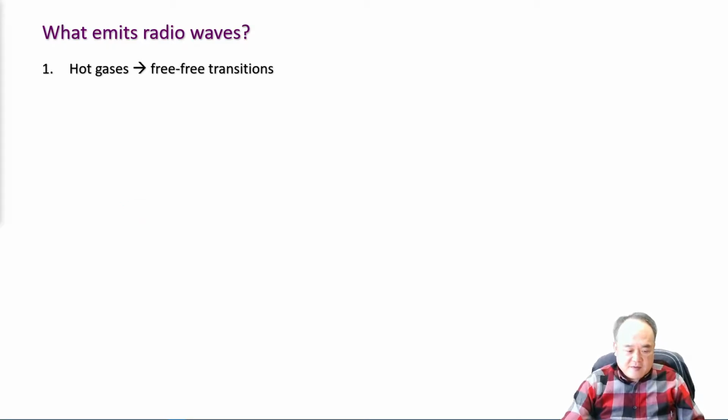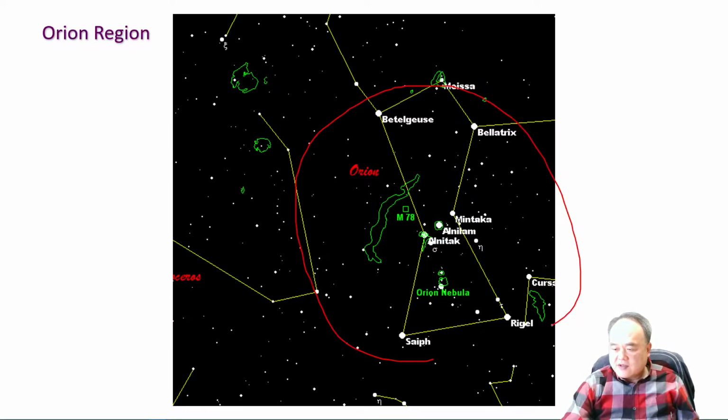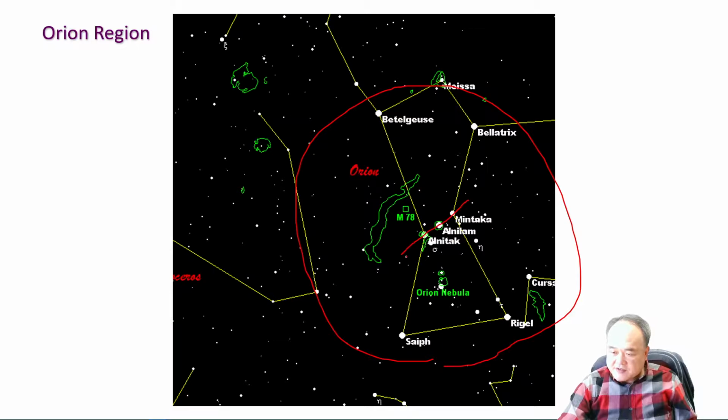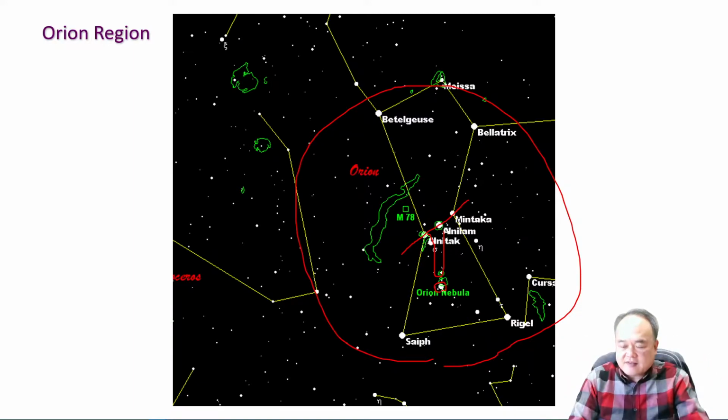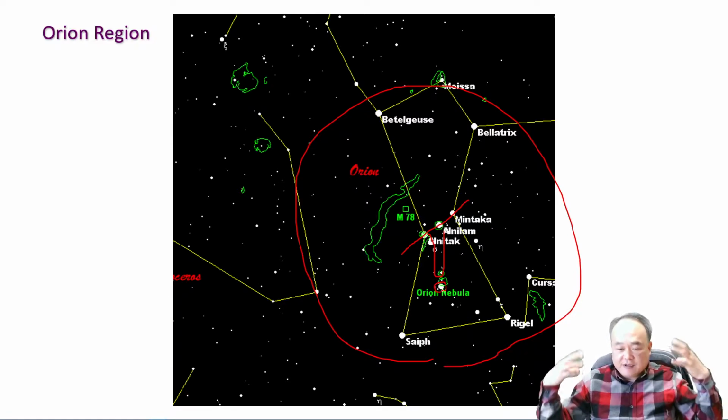One of the famous places where we see this free-free transition is the Orion region. The Orion region is about 500 parsecs away, so that is give or take roughly 1500 light years away from the Earth. That's the belt region of Orion, and that's the sword. Around the tip of the sword, there is the site of massive star forming regions, and this region has a really large giant molecular cloud known as the Orion Nebula.